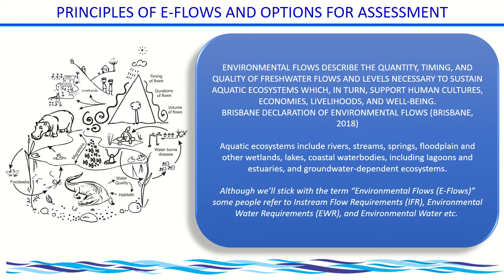First of all, what are environmental flows? Environmental flows describe the quantity, timing, and quality of freshwater flows and levels necessary to sustain aquatic ecosystems, which in turn support human cultures, economies, livelihoods, and well-being. This is from the Brisbane Declaration of 2018. There is a publication that has formalized this argument, published by Angela Arthington in 2018 as well. If you look on Google Scholar, you will find the Arthington publication, which formalizes the Brisbane Declaration of 2018.